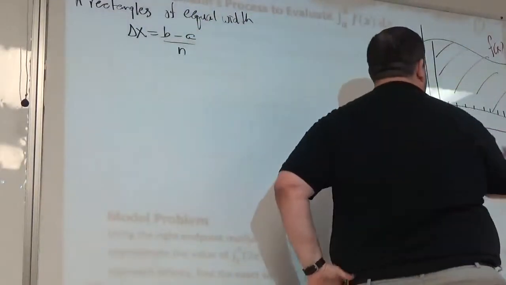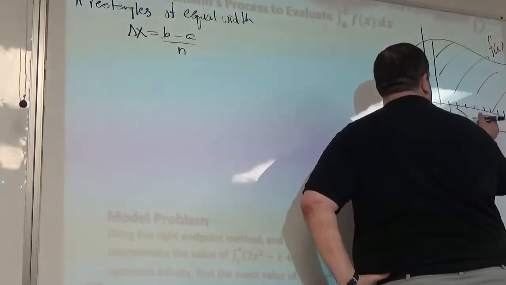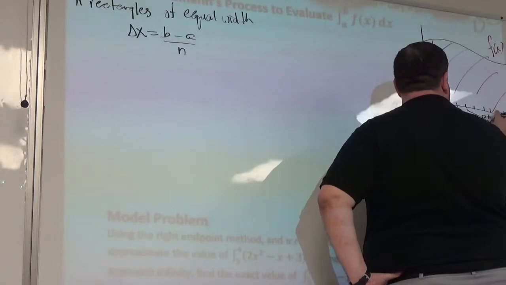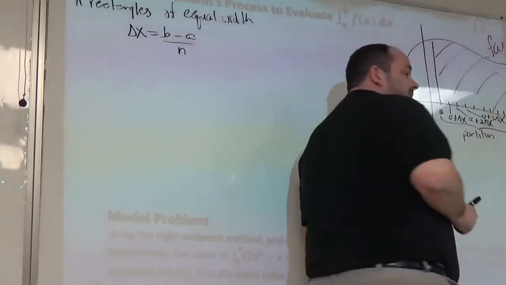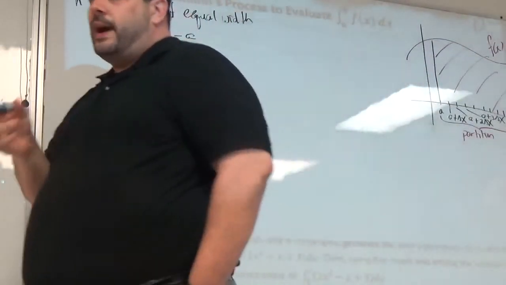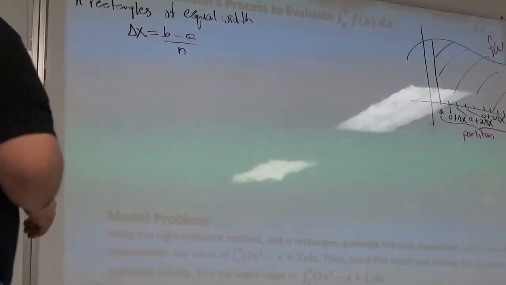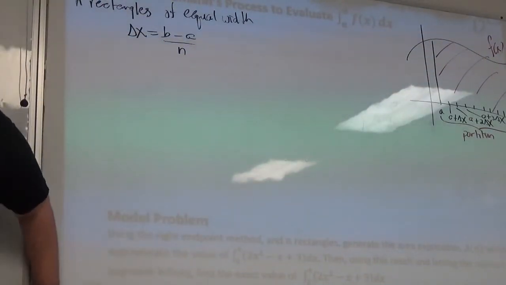And then this next endpoint over here is going to be a plus 2 delta x. And the next one after that is going to be a plus 3 delta x. It is important for right now that those rectangles have the same width. This is not always going to be true, but for right now, all equal width. Now, we've got some choices to make. Which method do I want to use?